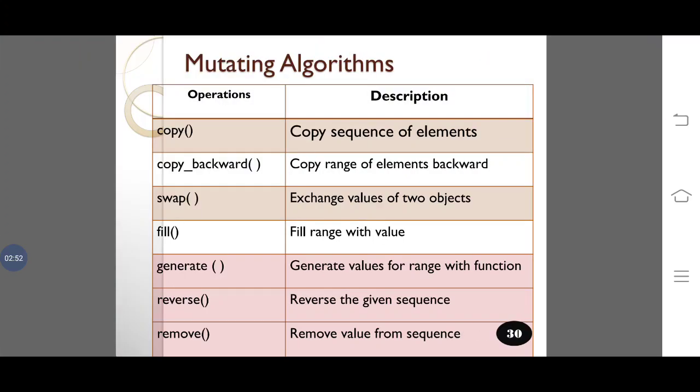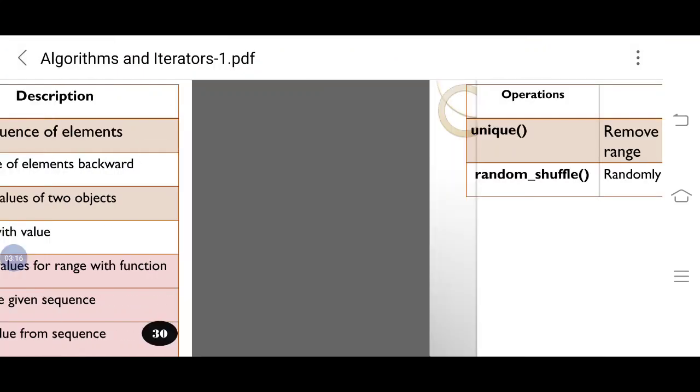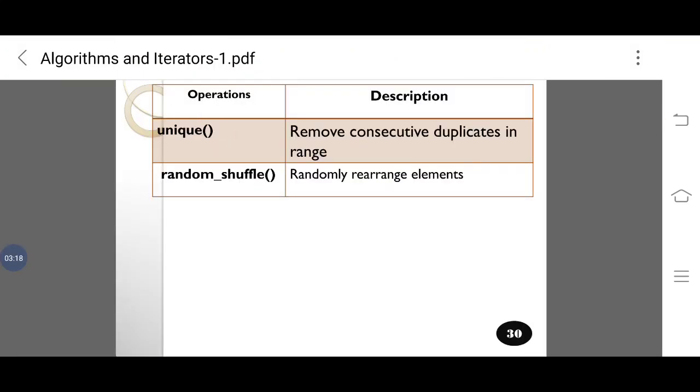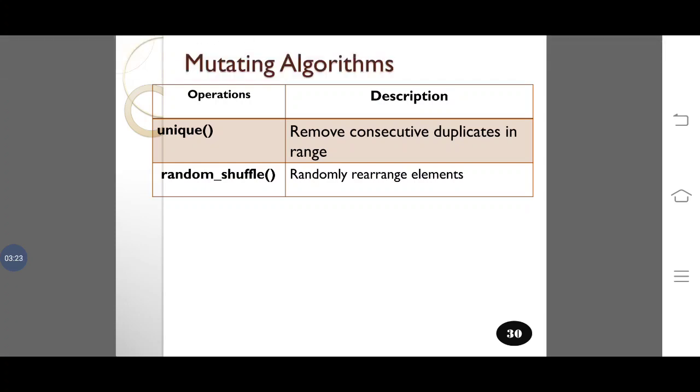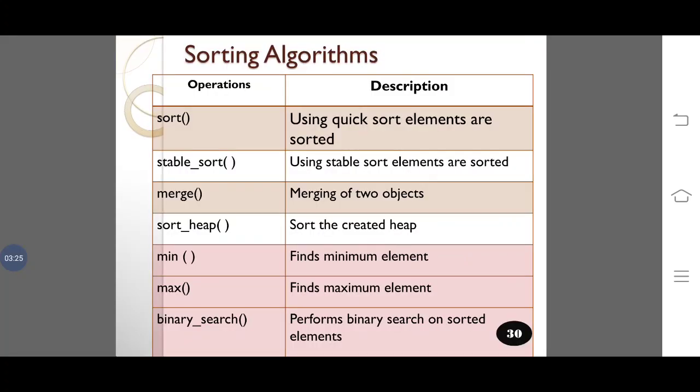The second type of algorithm is mutating, which modifies the container data, like copying a sequence of elements, copying data elements of one container into another container. That means you are modifying the other container. So you have copy, fill, swap, reverse, remove, and a unique function which removes consecutive duplicates in the range. These functions are mutating algorithms.